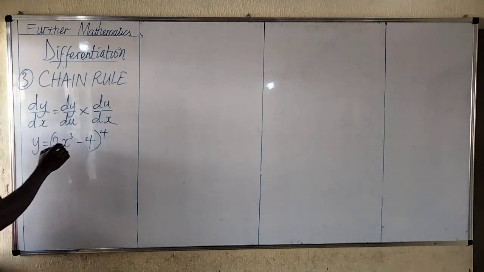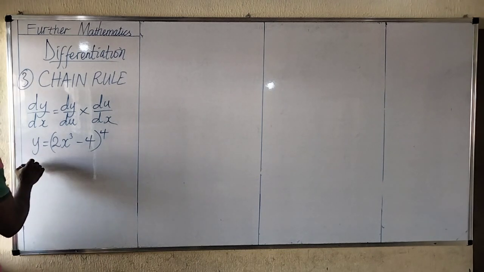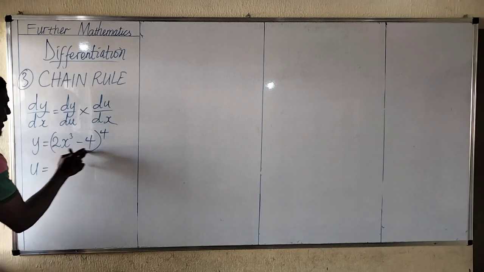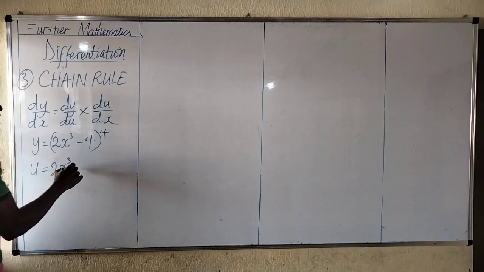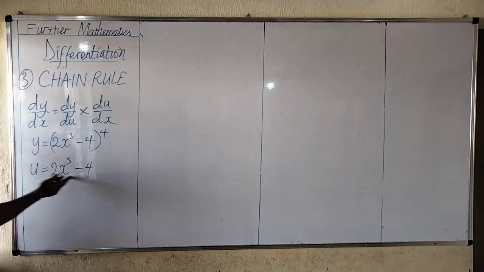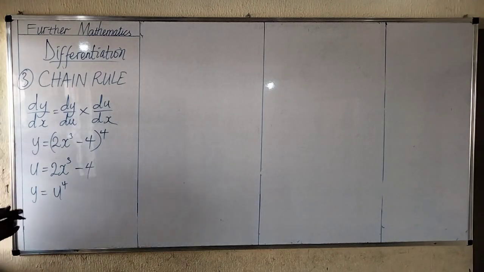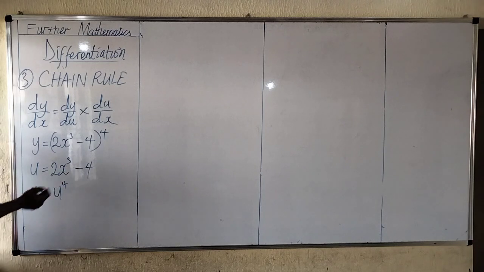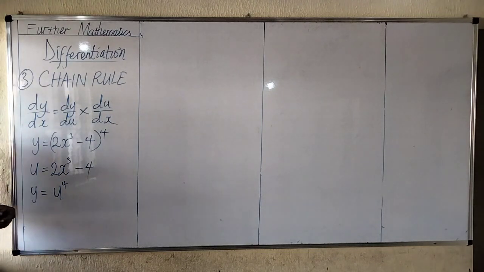Okay, so what does this entail? It goes thus that our u will be every term inside the bracket, that is 2x^3 - 4. That is what our u will be. Then our y will now be u raised to the power 4. Okay, so we have separated it. Now we are going to differentiate u with respect to x, and we differentiate y with respect to u. Later we get the values and plug them into this formula, and we get our answer after multiplication.